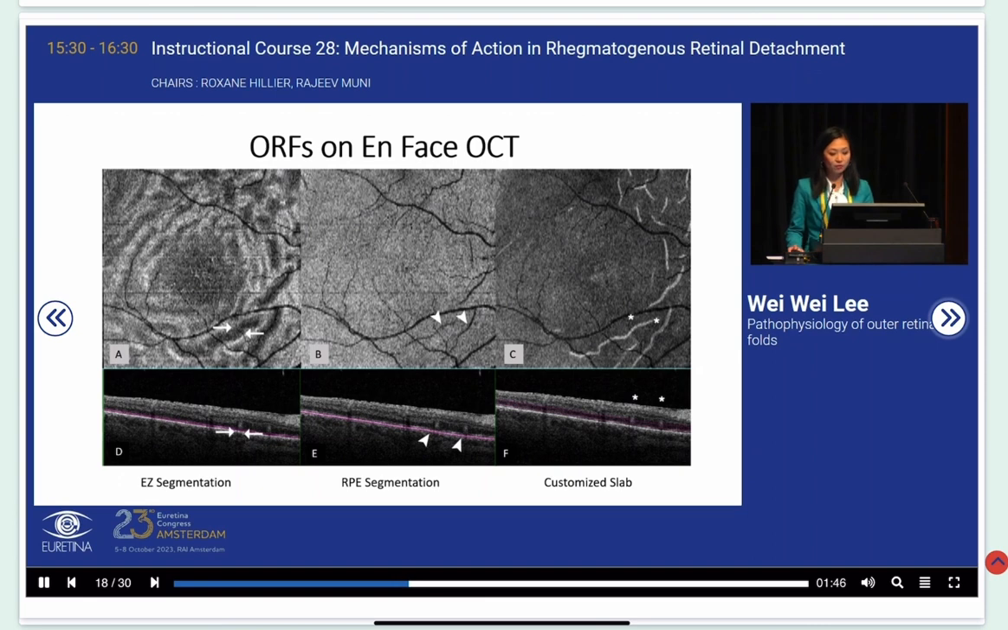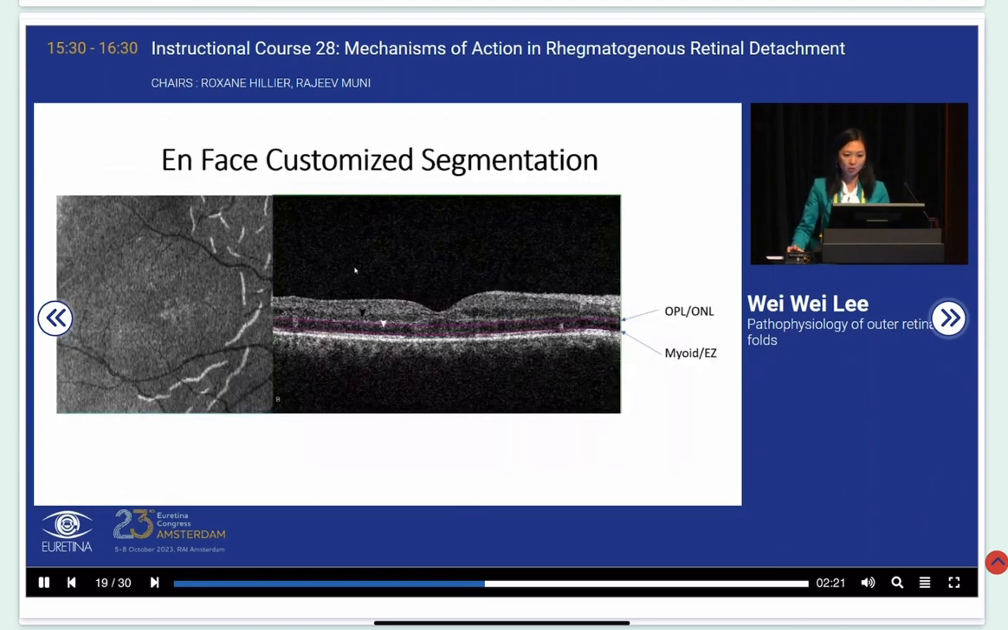It is important to note that different segmentations of OCT result in varying outer retinal fold appearance. In the EZ segmentation, outer retinal folds appear as wider hyporeflective lines, representing the area devoid of EZ, as the EZ is folded to form the outer retinal folds. In the RPE segmentation, outer retinal folds appear as a fine hyporeflective line, representing the shadows of the outer retinal folds. But in our customized slab, outer retinal folds appear as a hyperreflective line, and these prominent lines aid us in detecting the outer retinal folds. So our customized en-face slab extends from the junction of the outer plexiform and outer nuclear layer to the junction of the myoid and ellipsoid zone.